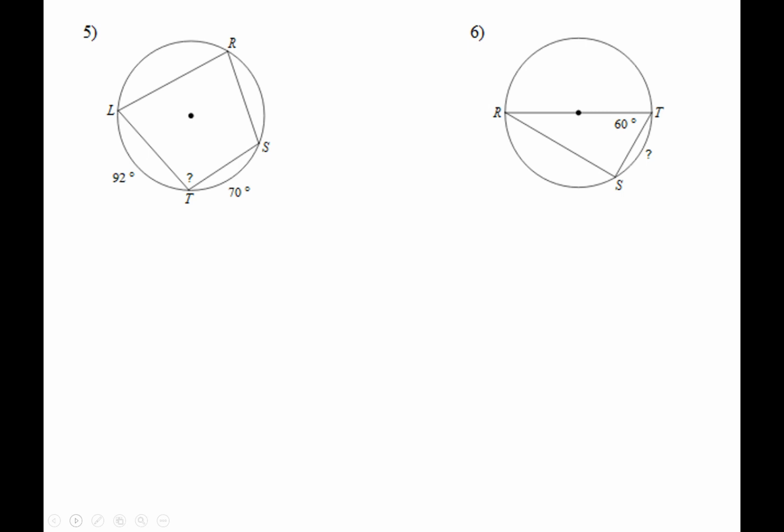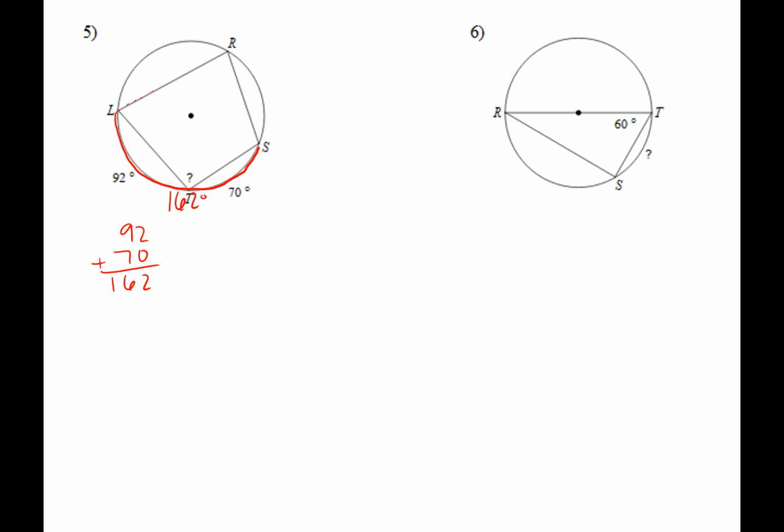On this one, we learned a property if you have a quadrilateral inscribed in a circle, the opposite angles are supplementary, which means they add up to 180. So that could help us to find angle T. We'll see. For right now, if I take a look at what I'm given, the two angles, 92 and 70, if I add those two together, I get 162, which means from here to here is 162.